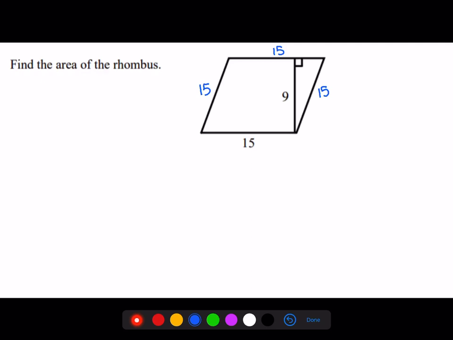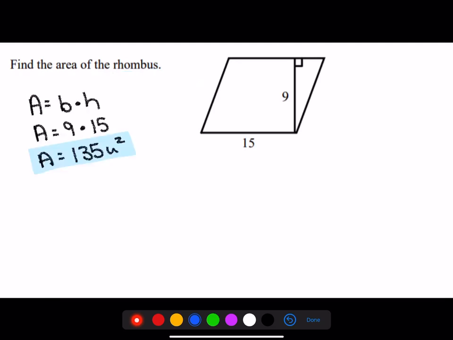If we recall, is a rhombus a parallelogram? Well, yes. So we can use the formula, area is equal to base times height. In this case, our base is 15, because again, all side lengths will be 15 in a rhombus. All side lengths are congruent. And our height is an altitude. Our height is 9. So 9 times 15 will give us 135 units squared. And that's our final answer.